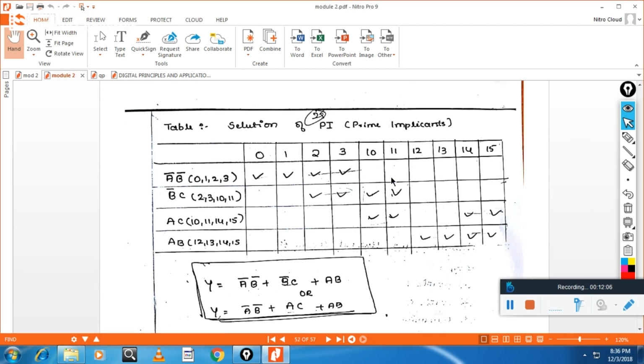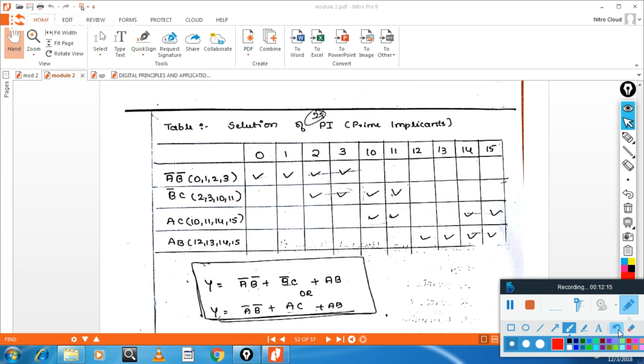Now you make one more table that is called the essential prime implicants table. So here you first mark the first term, that is A bar, B bar, and write B, C, A, C, this one. Whatever minterms are there, 0, 1, 2, 3, you write horizontally, and whatever terms we got, you write vertically. Then tick mark here. A bar, B bar means 0, 1, 2, 3. B bar, C means 2, 3, 10, 11. AC will cover 10, 11, and the last one is this and this and this.